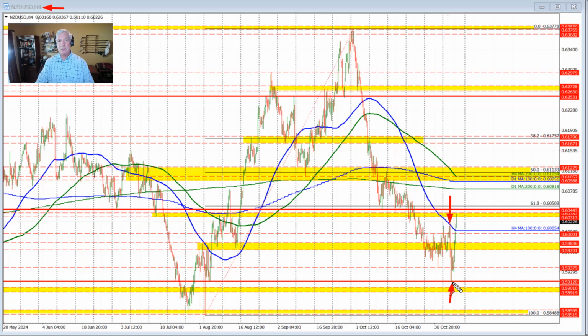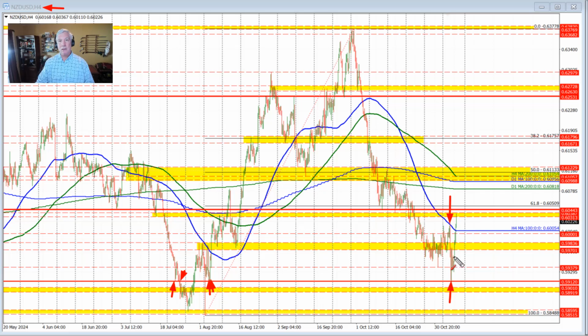What about the low price right here? We moved down to a low of 0.5912, which was near these lows right through here and also near this low right here. So there was a reason for the price to do its thing at this level on the downside and at the top side right here.